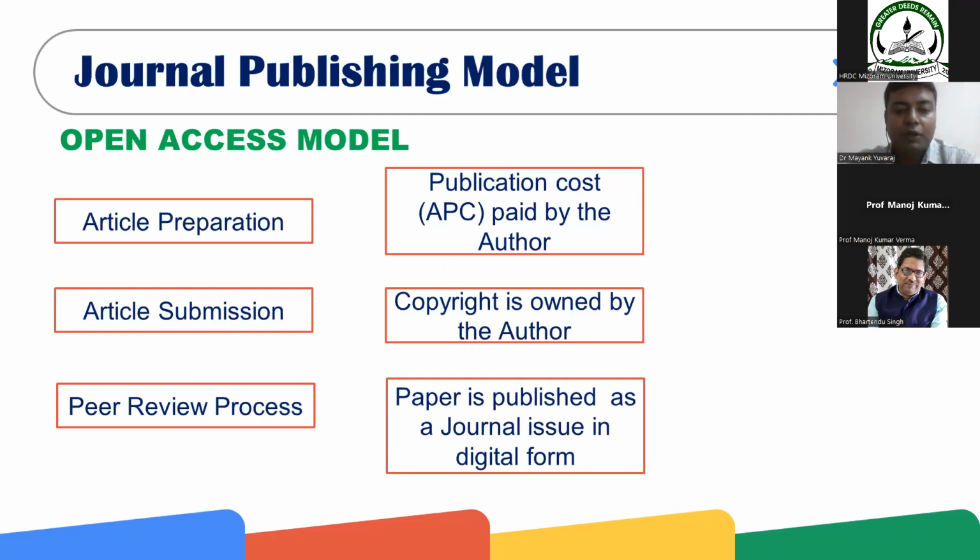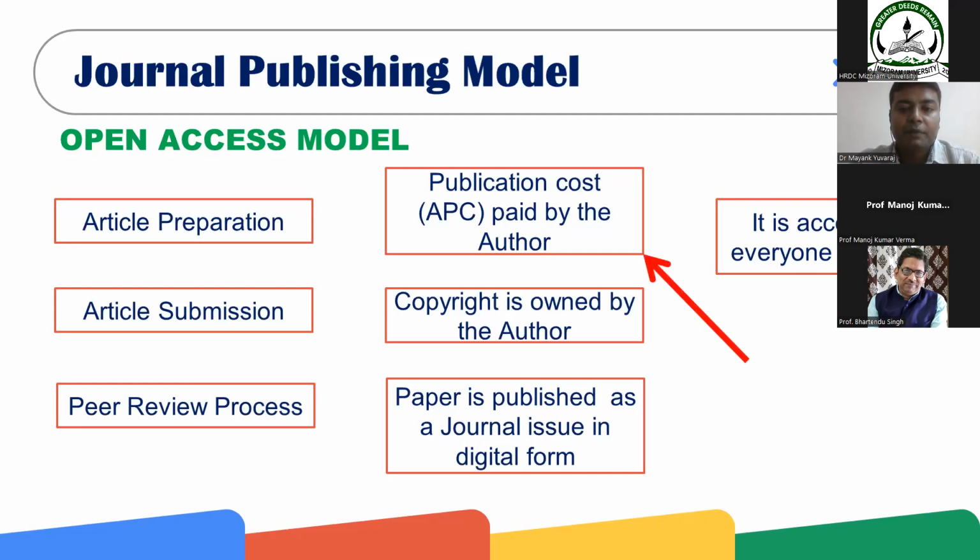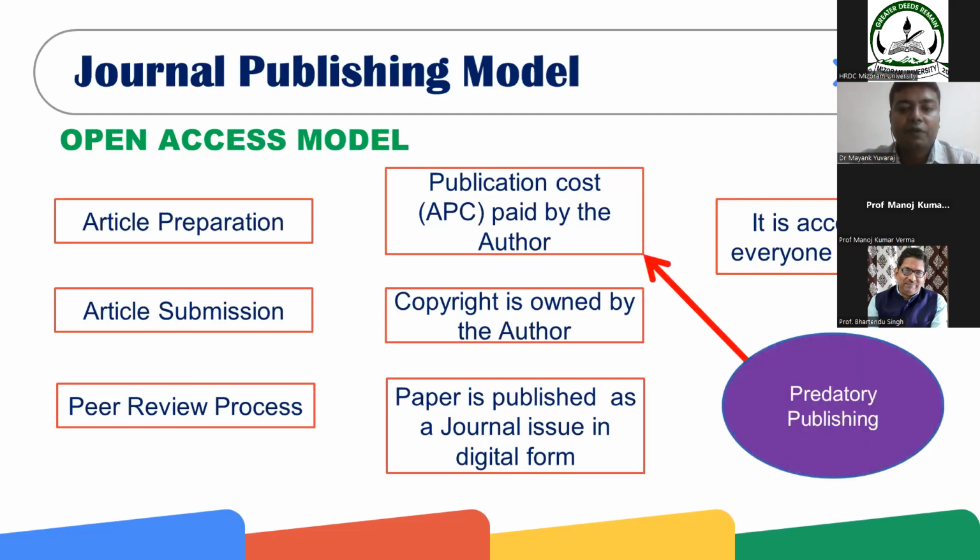So this model was more viable for the predatory publishers to thrive, and they emerged in a larger number. After the publication of the paper in open access, the paper was available free of cost. Anyone can download it, and there was no subscription fee involved in this open access model. But this publication cost was a boon for the predatory publisher.